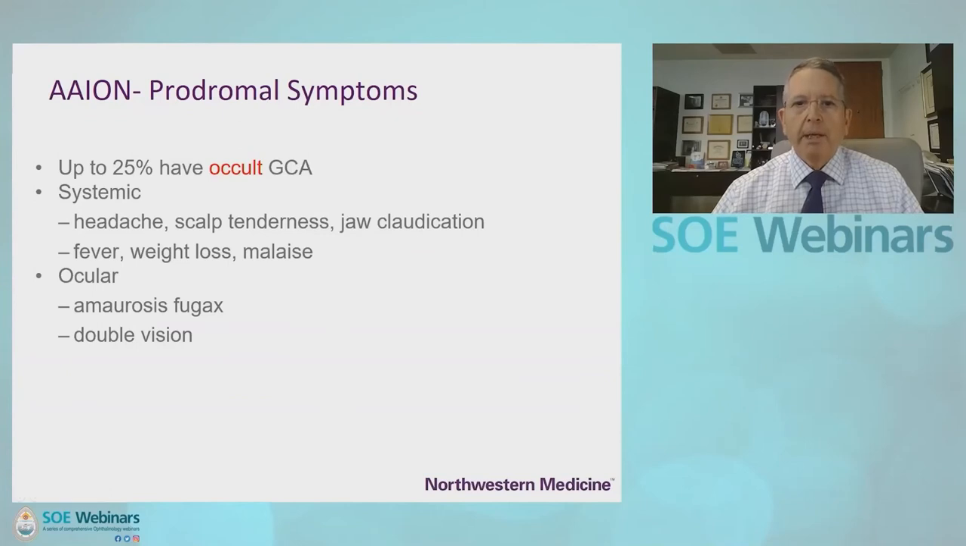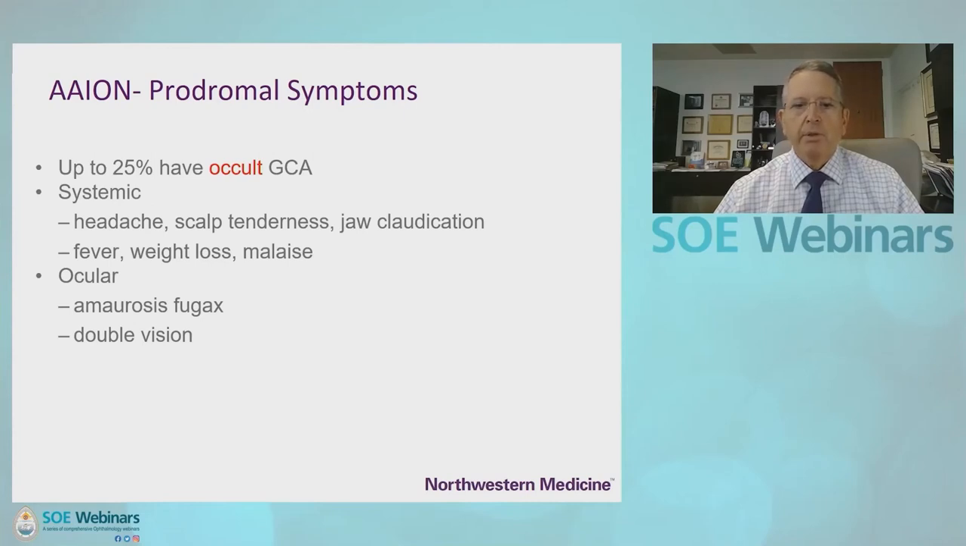Importantly, as we think about how we distinguish this from non-arteritic ischemic optic neuropathy, those that develop arteritic ischemic optic neuropathy, the vast majority have prodromal symptoms. Unfortunately, that majority is only 75%. And there will be 25%, which I'll talk about in a minute, of patients who really are presenting with isolated neurovisual presentations that actually have occult giant cell with the absence of other symptoms. The classic ones, as mentioned, the headache, scalp tenderness, jaw claudication, fever, weight loss, malaise, polymyalgia symptoms, muscle pain, those are all important systemic symptoms.